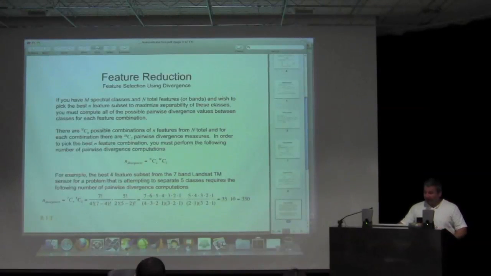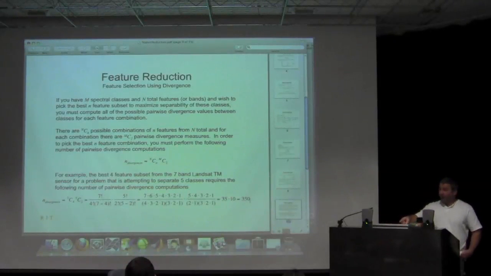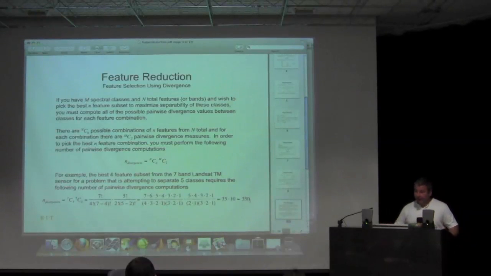So let's take an example here. If I have Landsat, 7 bands, we'll include the thermal band just for this example. And I want to choose the best 4 out of the 7 bands. And I have a problem where I want to separate 5 different land cover types. Right? So what do I have? I have 7 choose 4 for the possible band subsets that I might want to use, and I have 5 choose 2 divergences that I need to compute. So the product of those two comes out to be 350 divergence values that I actually need to compute. Now you can imagine that number could blow up really quickly and get very, very large. Okay? So you need to solve your problem.